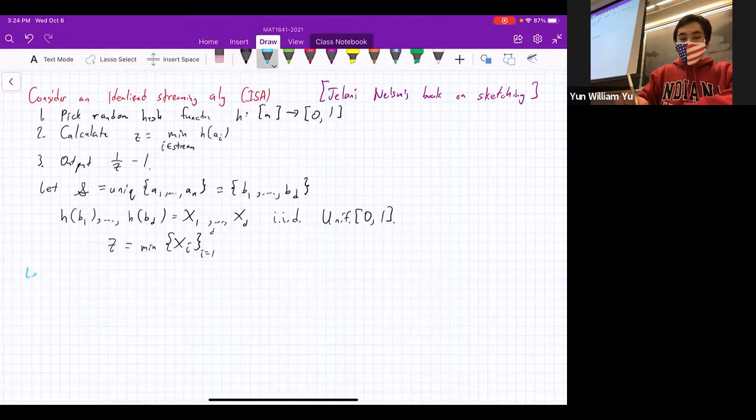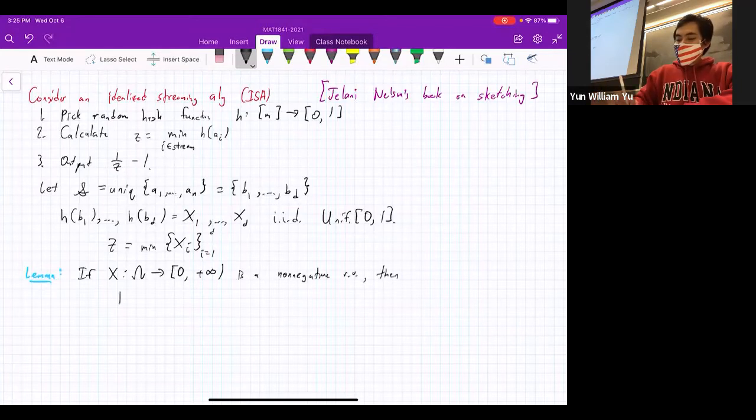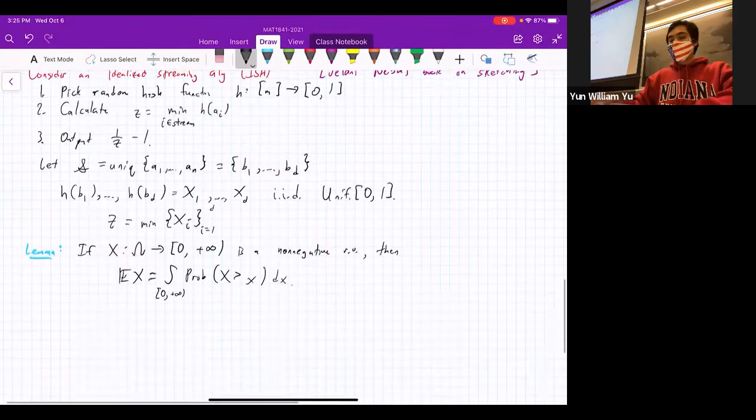So let's prove a lemma first. Or actually, we're not going to prove this lemma. This is just a lemma from probability theory that I'm going to state because it's going to be useful. If X is a non-negative random variable, then the expectation of X is equal to the integral over this range of the probability that X is greater than x, dx.